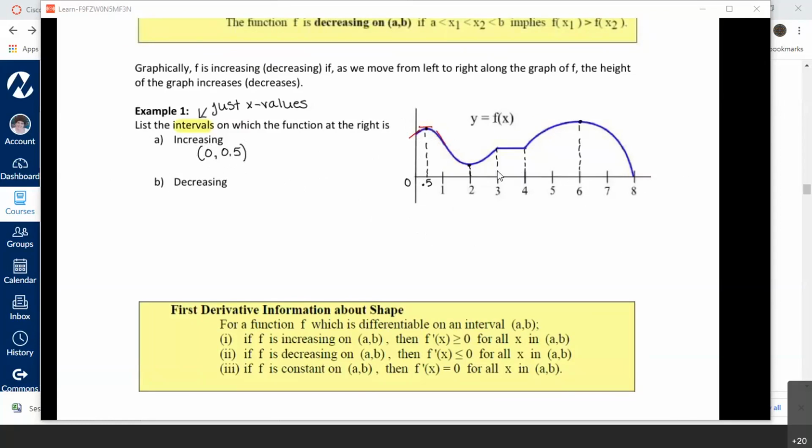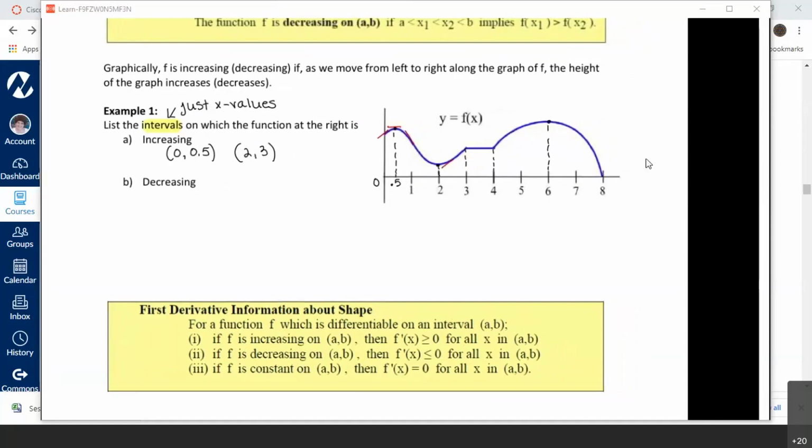All right. What other areas is it increasing on? Well, it looks like it increases from 2 to 3, because you can see again, I have a positive slope to my tangent line there. And it also looks like it's increasing from 4 to 6, because I have a positive slope there. Again, I'm going to stick to red for the positive slopes and the negative slopes. So there you can see again, 4 to 6, the function's increasing.